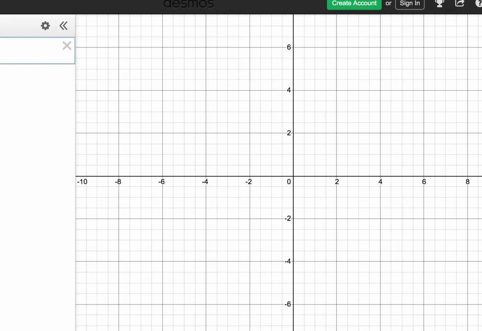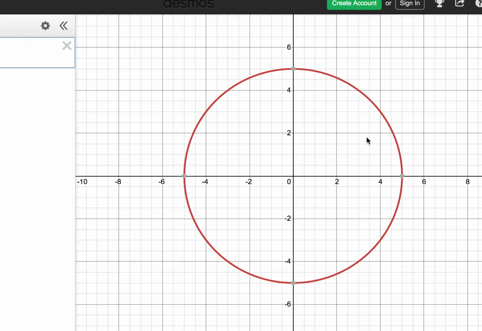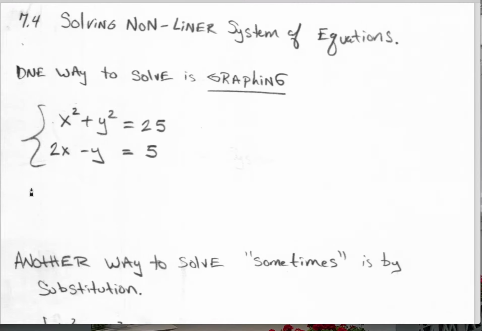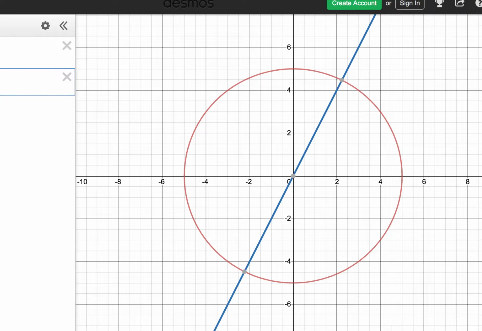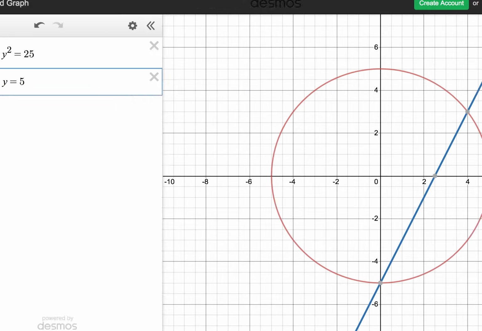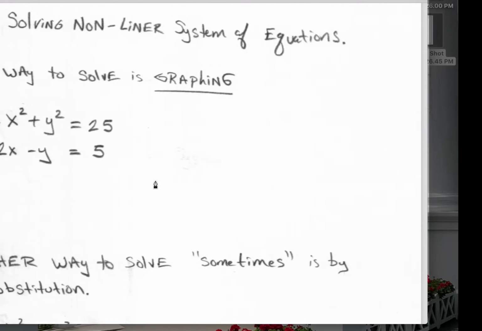So in Desmos, I'm going to type in x squared plus y squared equals 25. And that's a circle with radius 5 at the origin. Desmos has the ability to graph this implicitly, so I don't have to solve this for y. If I'm using my TI-84, I would actually have to solve this for y, and I'll show you how to do that in just a second. And then the other one is 2x minus y equals 5.